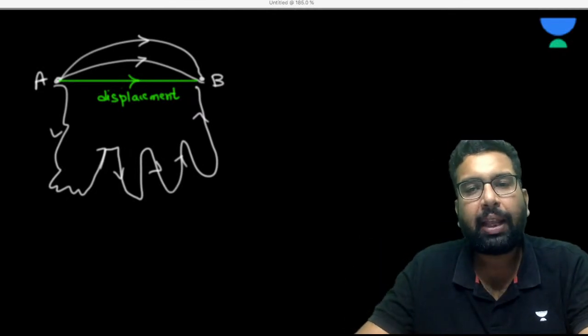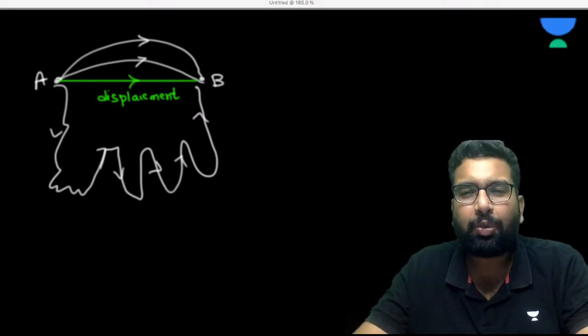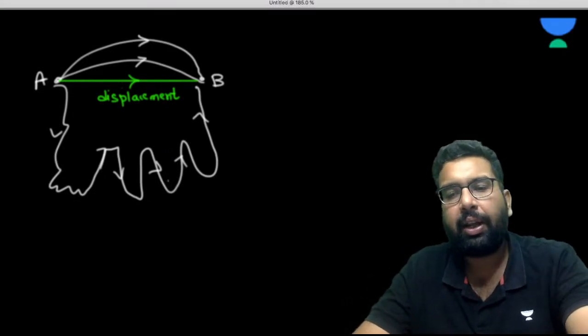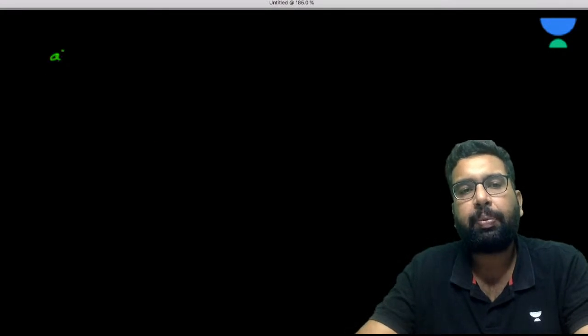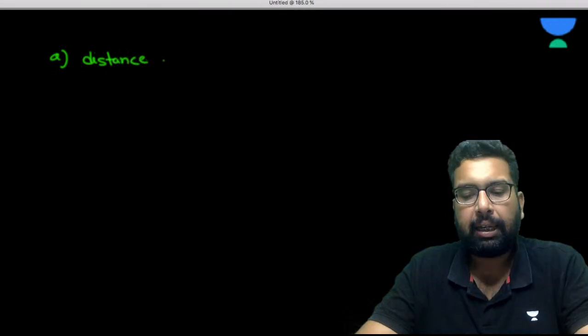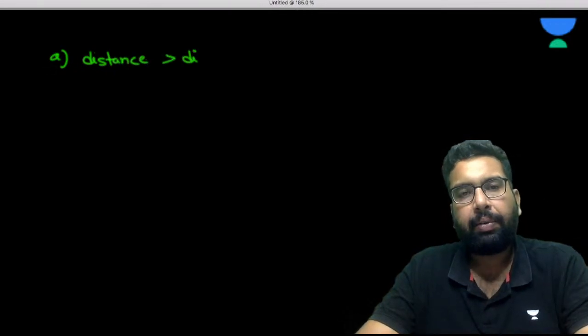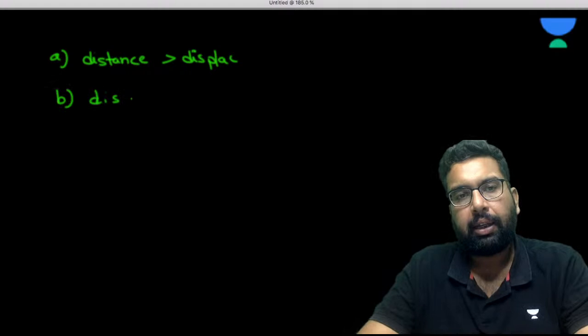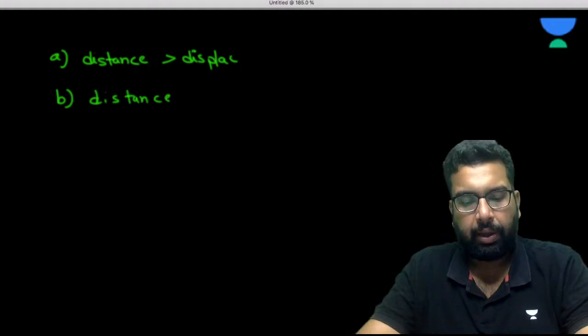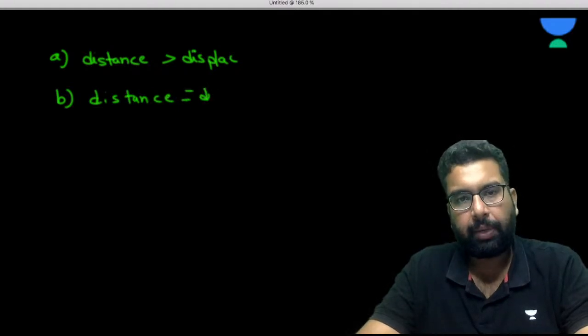So if I ask you, displacement is also a sort of distance only? No, but it is just the shortest distance. So if I ask you, what is the difference between distance and displacement? Which of the following would be correct? Distance is greater than displacement. Distance is equal to displacement.